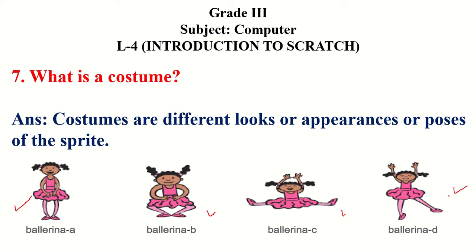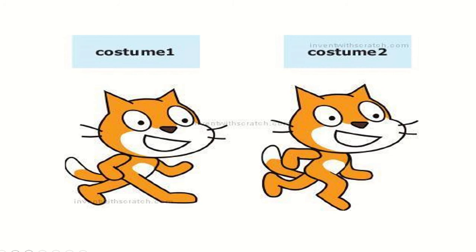Okay, so these are the 4 different looks or the appearance or pose of a sprite. And these looks are called the costumes. We have also seen that our cat sprite has 2 costumes. How many costumes is it having? 2 costumes. In the first costume, it is simply walking, and in the second costume, it is running. So, costume means the looks or appearance or pose of the sprite.